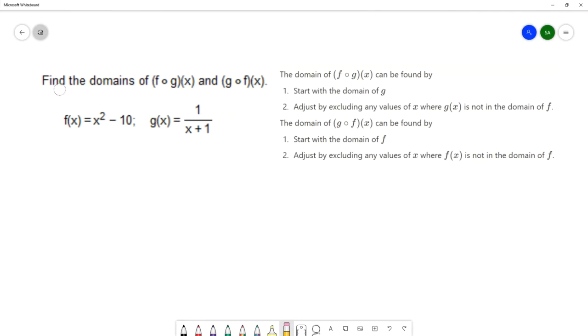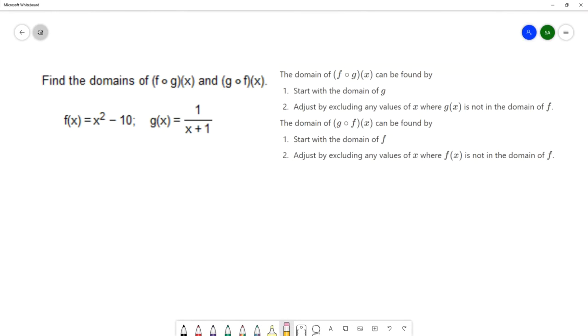In this question, we want to find the domains of f composed with g of x and g composed with f of x. F of x is equal to x squared minus 10, and g of x is equal to 1 over x plus 1.